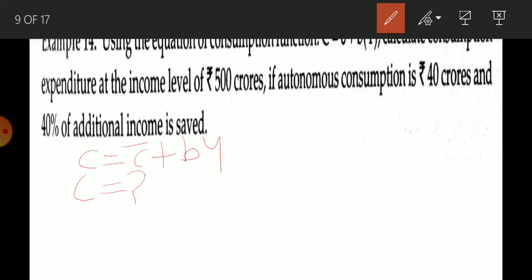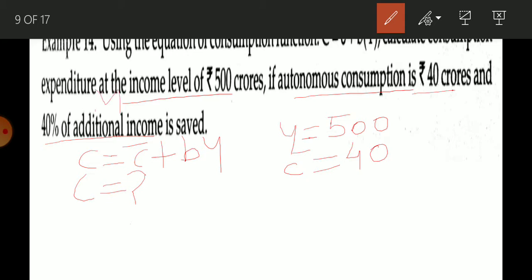What is given in the question? Level of income, that is Y is equal to 500 crore. Autonomous consumption, that is C bar, the value of C bar is given as 40 crore. Next, 40% additional income is saved. Additional means what? I had told you, additional means marginal. Additional always means marginal.